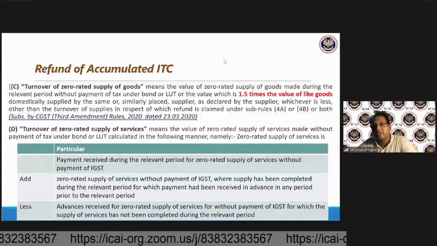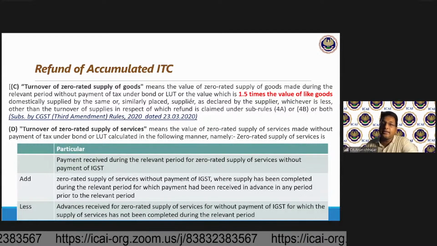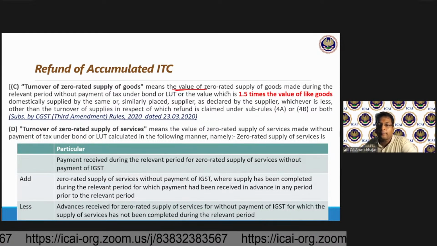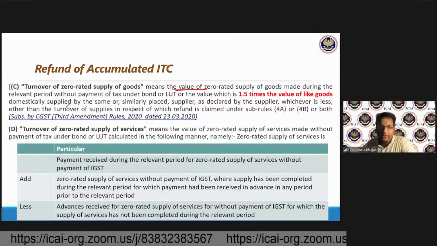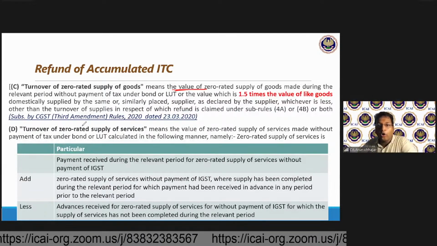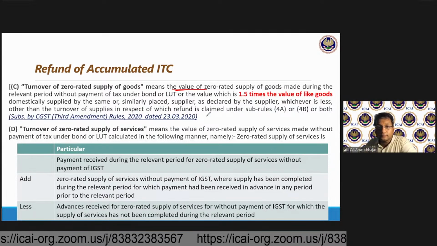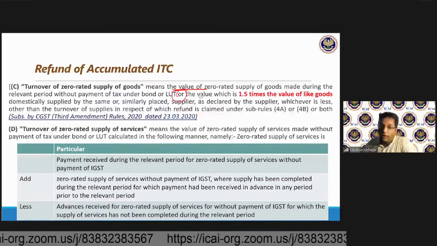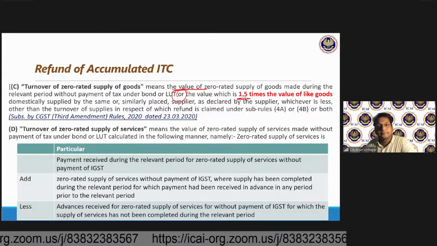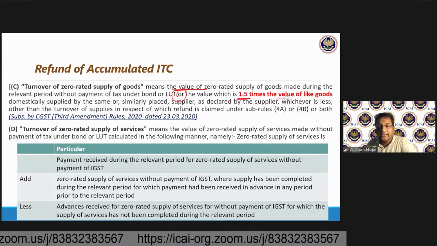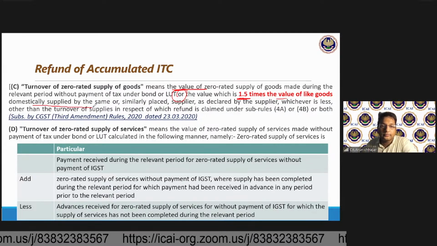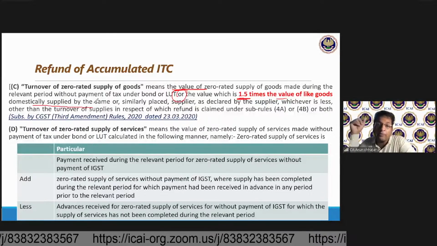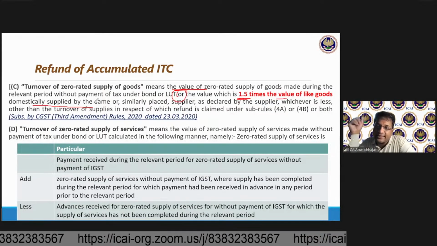What is the turnover of the zero rated supplies of the goods? They are saying the turnover of zero rated supply of the goods means the value which you have made during the relevant period, or 1.5 times of the value of like kind and quality, like goods domestically supplied by the same or similarly placed supplier, as declared by the supplier.